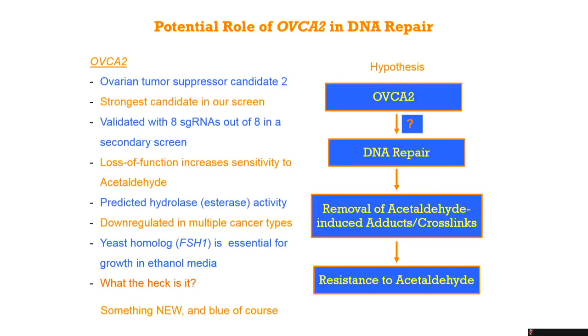But we also found something completely new, which is this gene which we called OVCA2, the ovarian tumor suppressor candidate gene. And we don't know what the heck this gene is, and nobody really has any idea what it is, but this suggests that it probably plays an important role in this process.